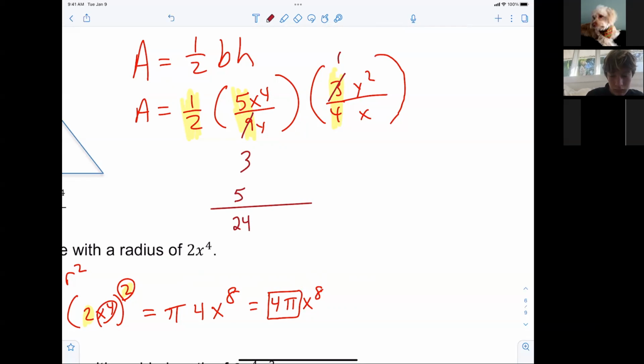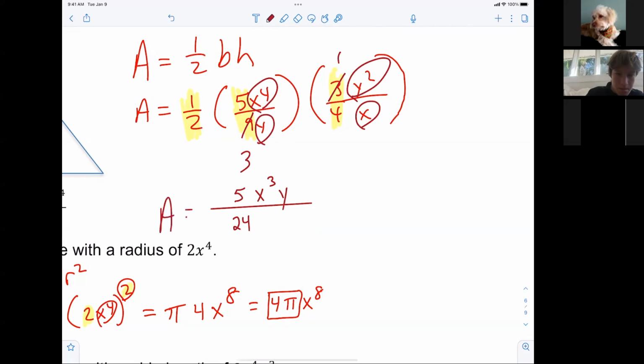Now, how many x's are on the top? How many on the bottom? So that leaves me how many? 3 on the top. How many y's on the top? How many on the bottom? So that leaves me. That's your answer.